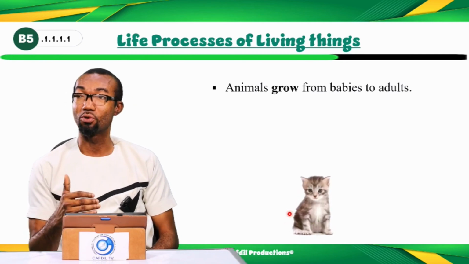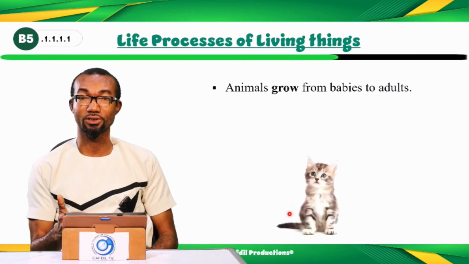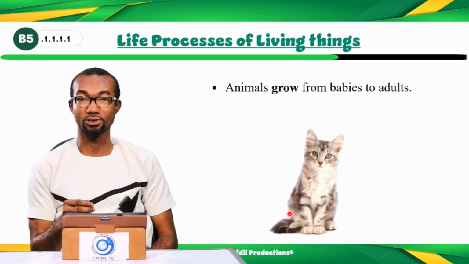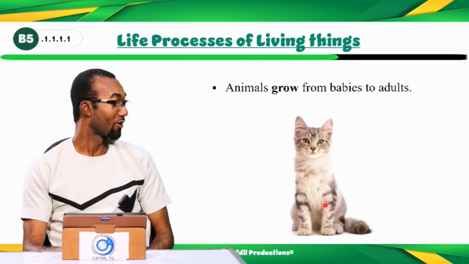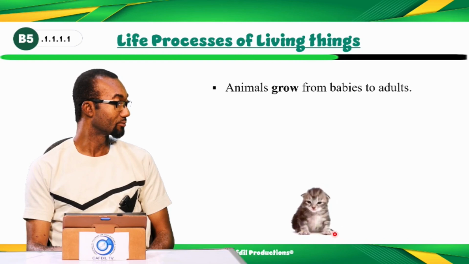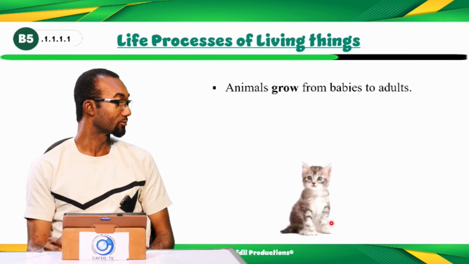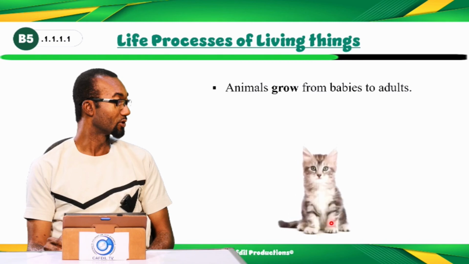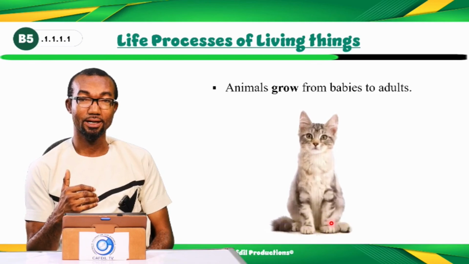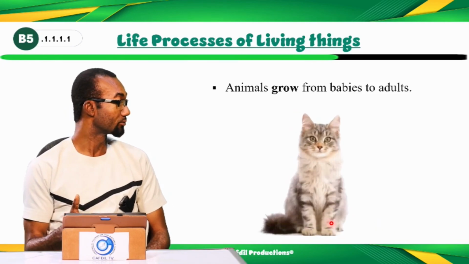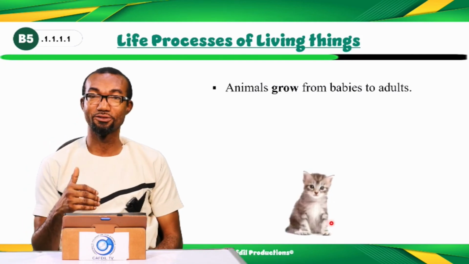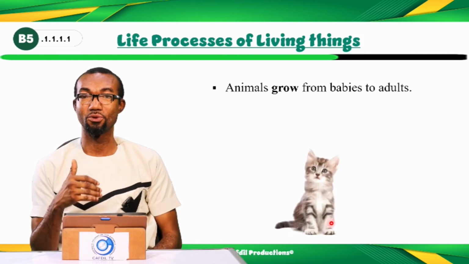Animals also grow from babies to adults. So if you see the cat on your screen, you see that the cat is growing from baby to adult. You see the cat growing, becoming bigger, taller, and stronger. That is growth. So you see the cat also growing from a baby to an adult.